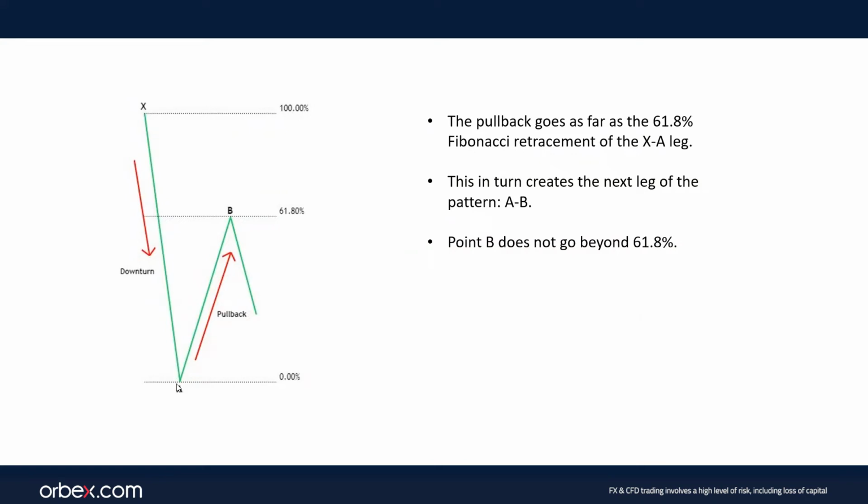So we've got X to A, which is just a sharp downturn. This can be any length, by the way. We usually go from a swing high to a swing low. And then we're going to go from A to B, which is the retracement leg.